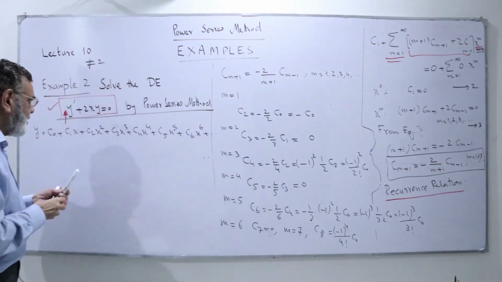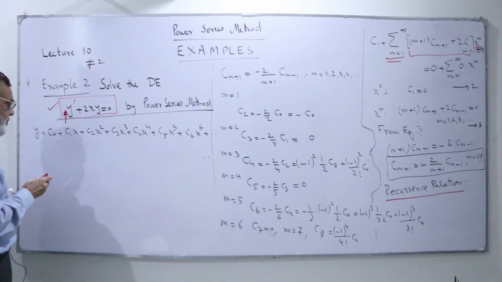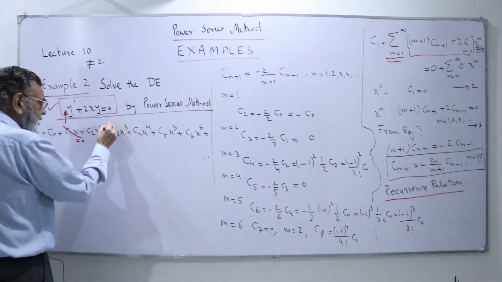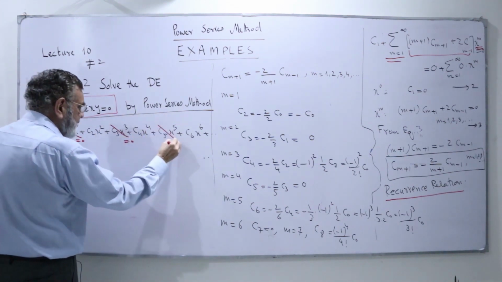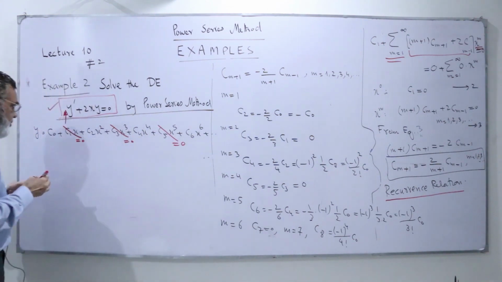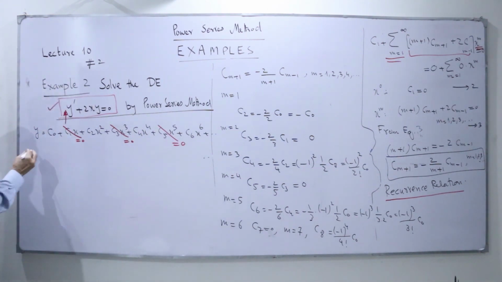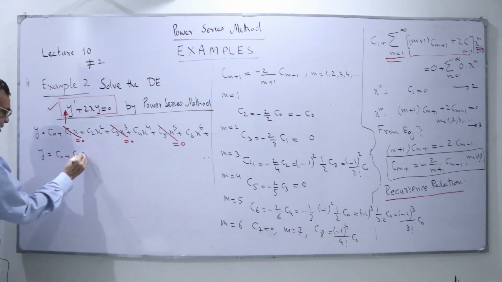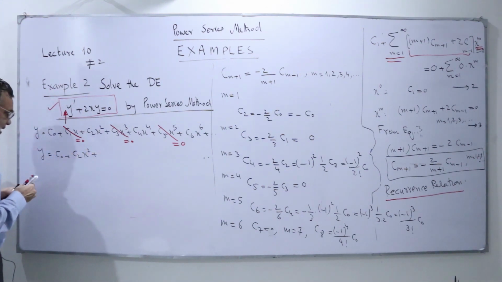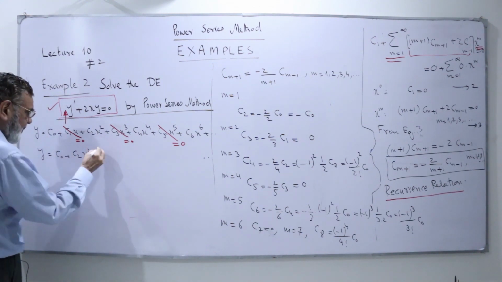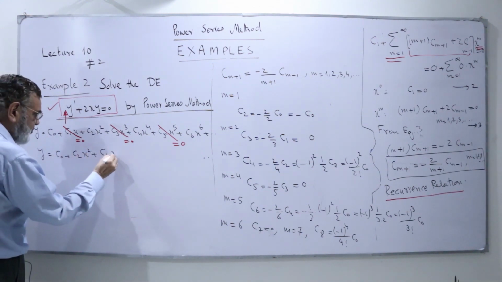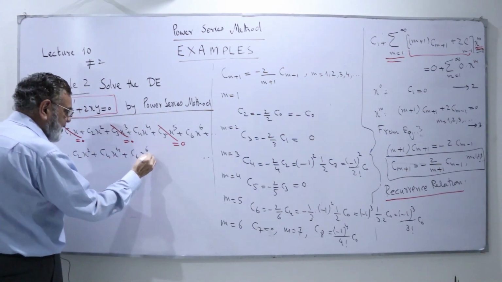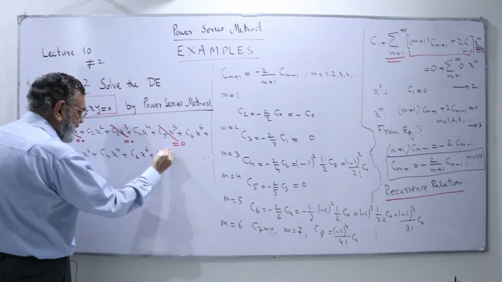Now we can see here my C1 is equal to 0, my C3 is equal to 0, my C5 is equal to 0. What's left? I'm left with here y equal to C0 plus C2x squared plus C4x to the power 4 plus C6x to the power 6 plus C8x to the power 8 and so on.